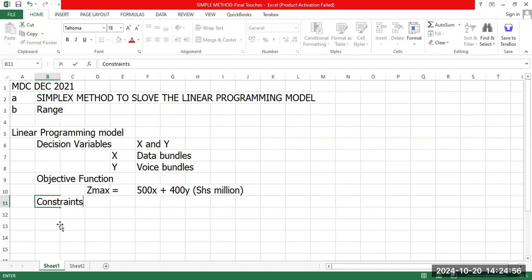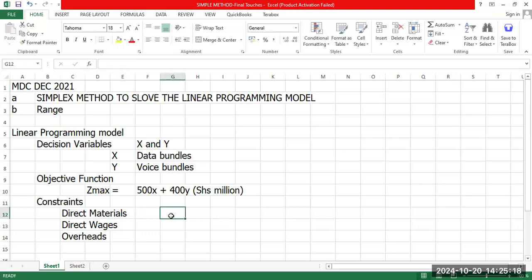Constraints, remember, colleagues, constraints are just limiting factors. Here we have direct materials. We have direct wages. Then we have overheads. For direct materials, when you observe, you have x plus 1.5y.